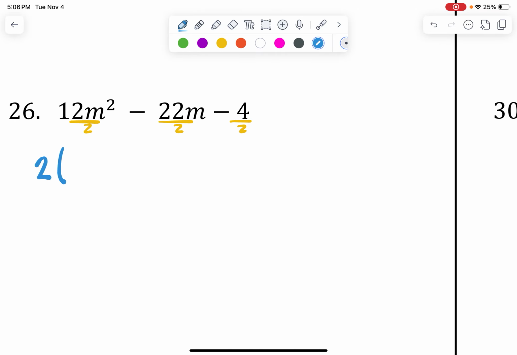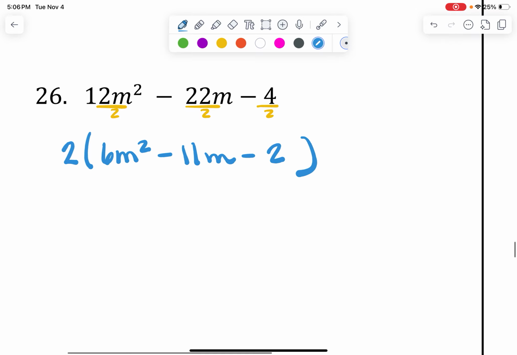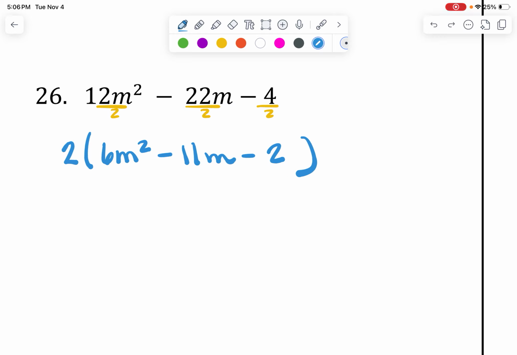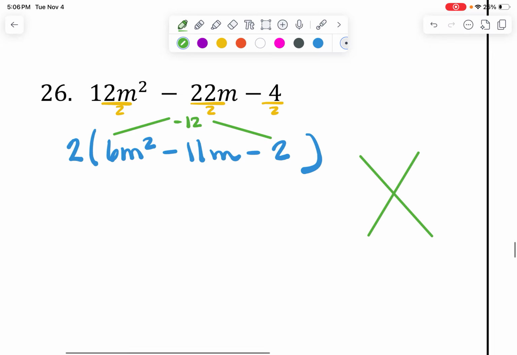Okay, so that's going to give us 6m squared minus 11m minus 2. And now this is the quadratic trinomial that we're going to factor by grouping. So I'm going to get my little number puzzle set up over here on the side. Okay, so I'm going to multiply the 6, the a times the c, which is now 6 and negative 2. So that's negative 12. So I'm looking for the only two numbers in the universe that multiply to give me negative 12, but add to give me this negative 11 in the middle.